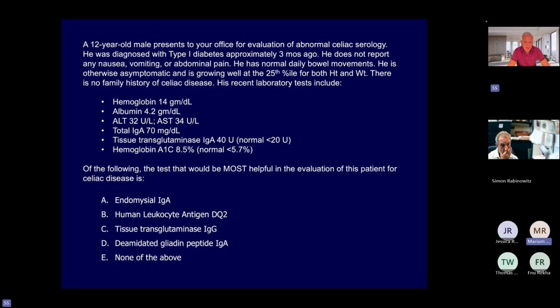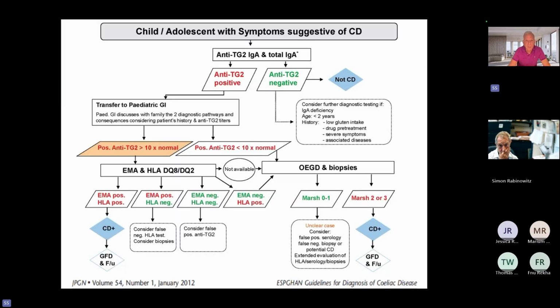Endomysial A. Okay. You gave me the answer I hope you would give me, because it's not the answer. The answer is none of the above, right? And I'm going to show you in the next slide, and I don't expect you to know that, why it's none of the above. And this really is a result of the work that's been done by the European Society of Pediatric Gastroenterology and Nutrition. So this is a child or adolescent with symptoms suggestive of celiac disease.